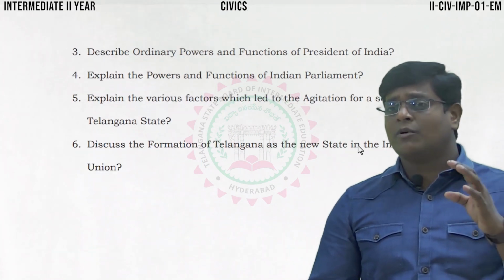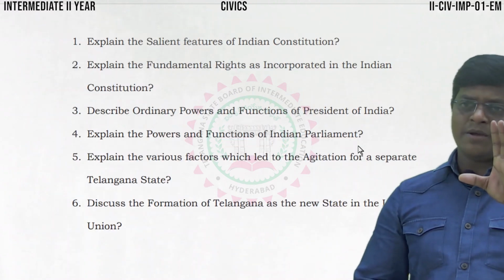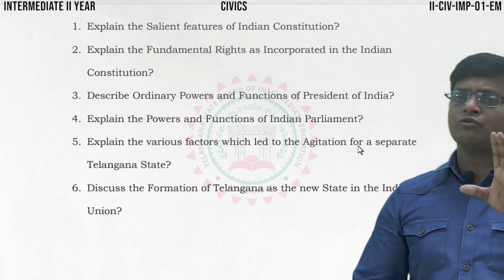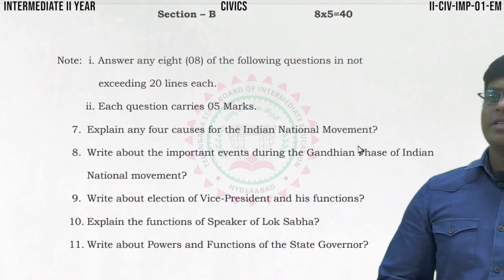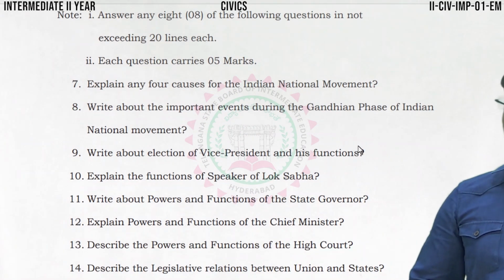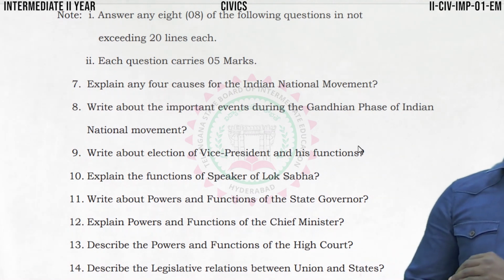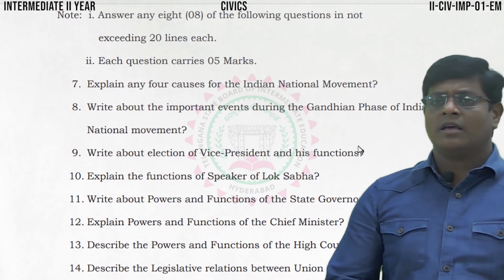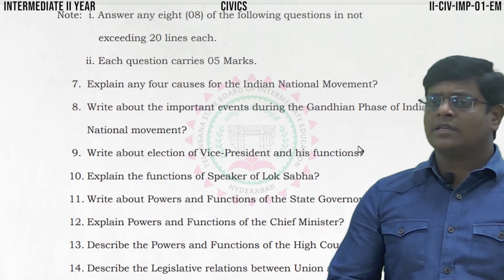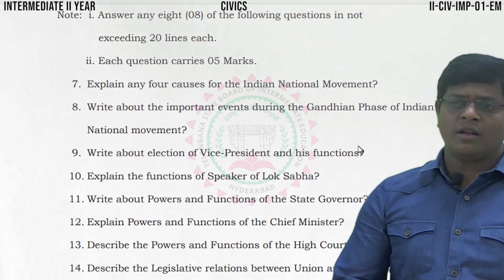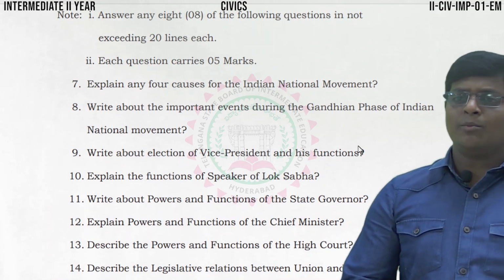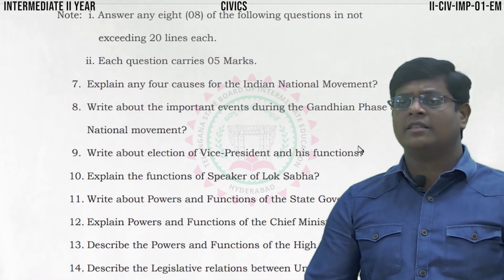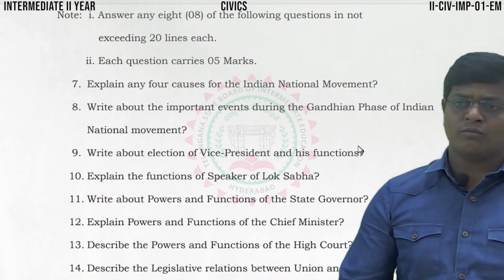This is about the essay answer part. You have to choose any three of them. Then go to section B. It contains the short answers. The 7th short answer: explain any 4 causes for the Indian national movement. Then 8th one, write about the important events during the Gandhian phase of the Indian national movement.